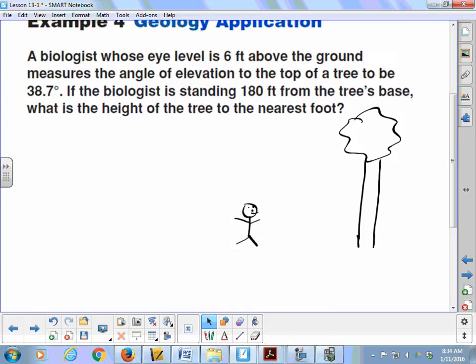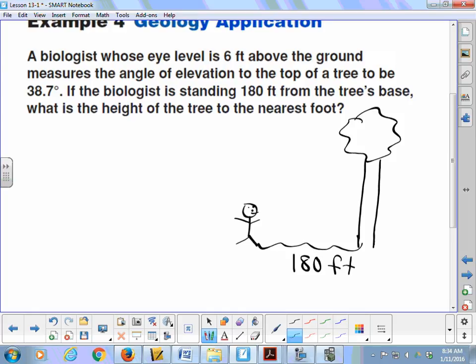First of all, what, Brittany? They're 180 feet apart. So this distance here is 180 feet. We know that. What else, Mackenzie? His eye level is 6 feet above the ground. Why is that important? Because it gives us another side length. It does give us another side length. It adds a challenge to this problem.